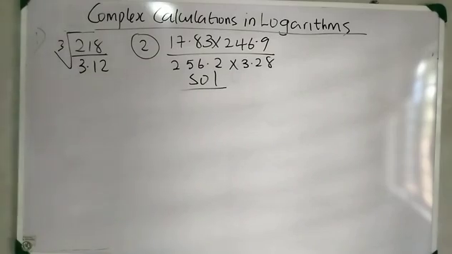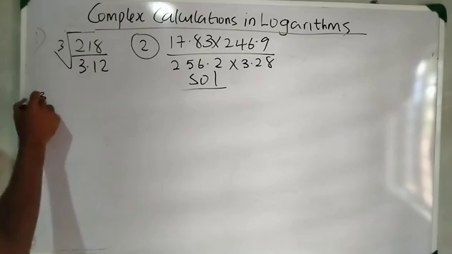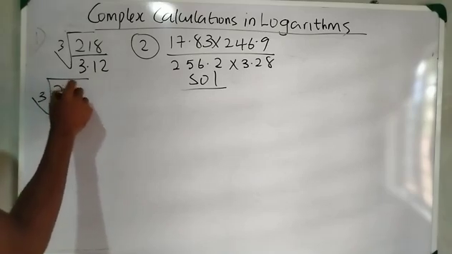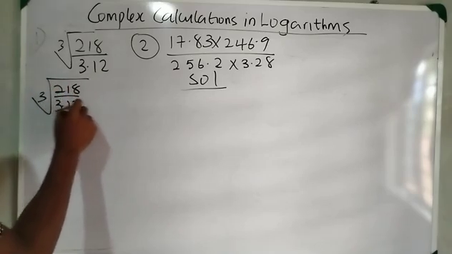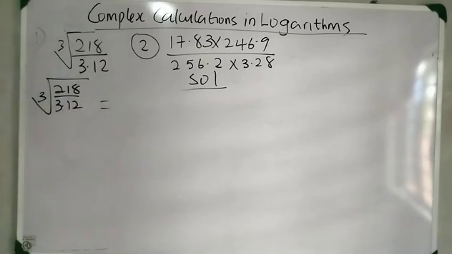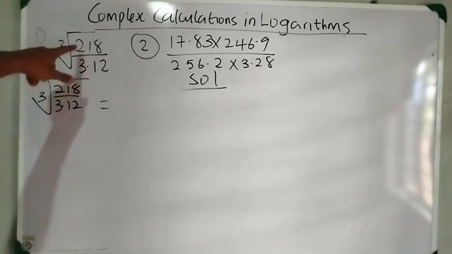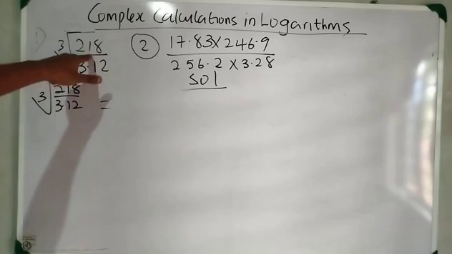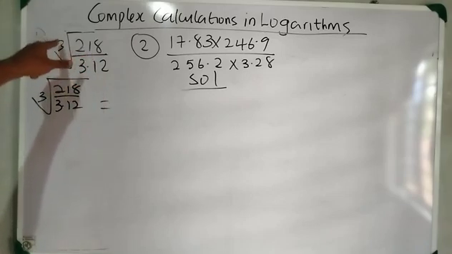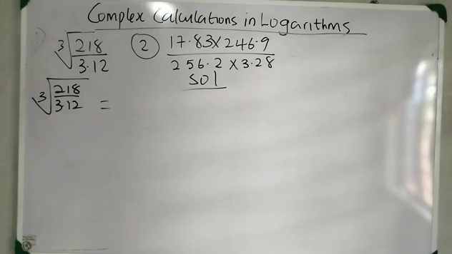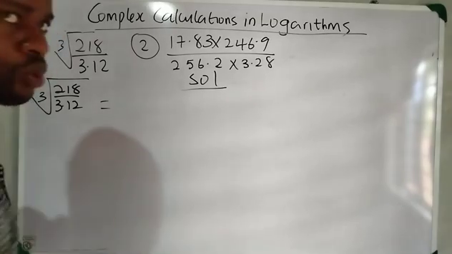Now this question tells us to use logarithm tables to find the third root of 218 divided by 3.12. Alright, now if you look at this question, what operations are here? That's the first thing you want to ask yourself. We can see a divided by, so there's a division operation. You can see a cube root sign, alright? So there's also a roots operation. No problem. Let's go ahead.